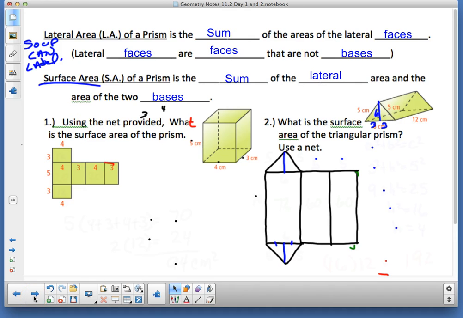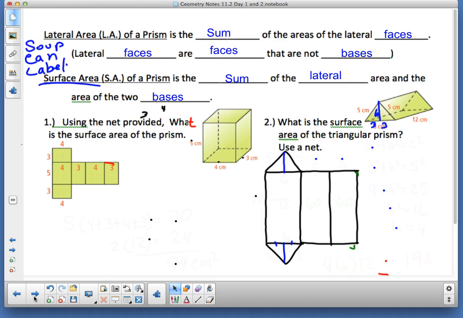Lateral area and surface area. They're two different things. Lateral area, I want you to think soup can label. The area that is not bases is lateral area. The faces that aren't bases are lateral faces. So once you define what the bases are, the remainder of the shape is lateral area faces.